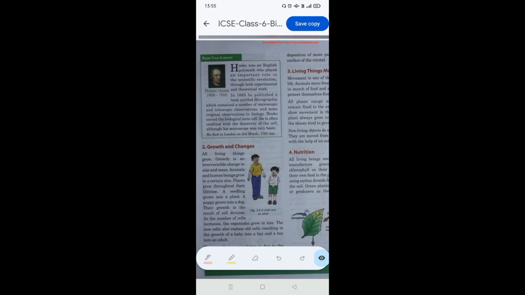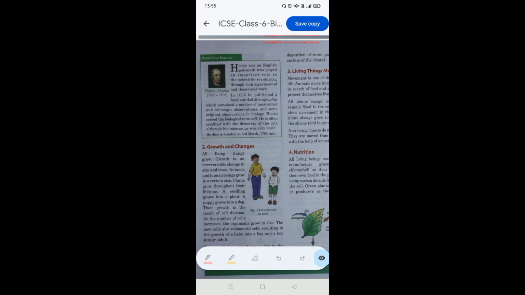In 1665, he published a book entitled Micrographia, which contained a number of microscopic and telescopic observations and some original observations in biology. Who coined the biological term cell? He is often credited with the discovery of the cell, although his microscope was very basic, and he died in London on 3rd March 1703.